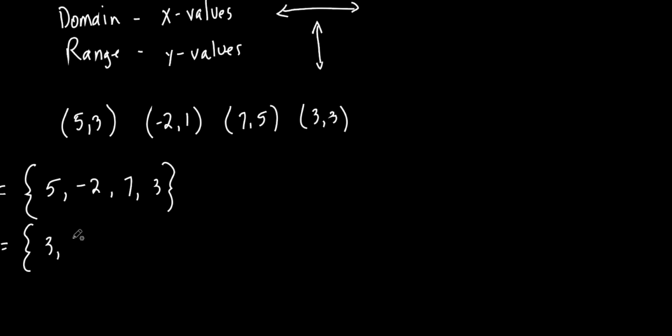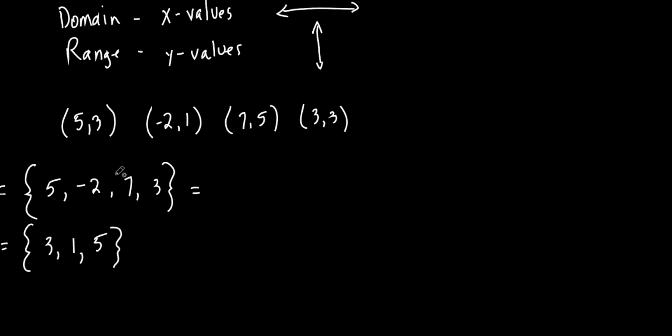It's 3, what? 1, 5, and what else? Another 3. But when we have a set, we're not going to repeat it, okay? If you have a 3 here in the range and the 3 here, we're not going to put 2 3s here.